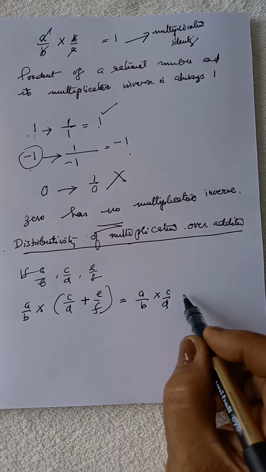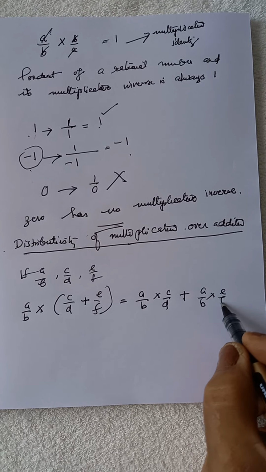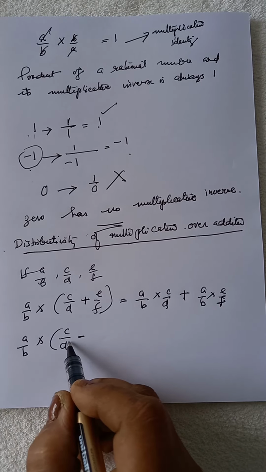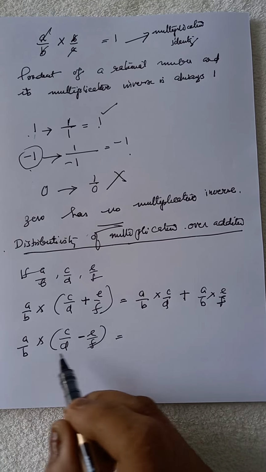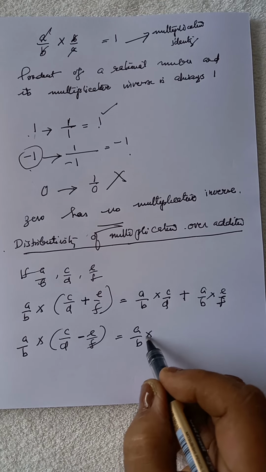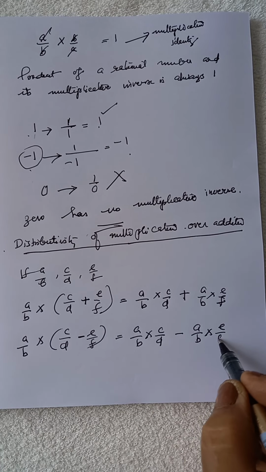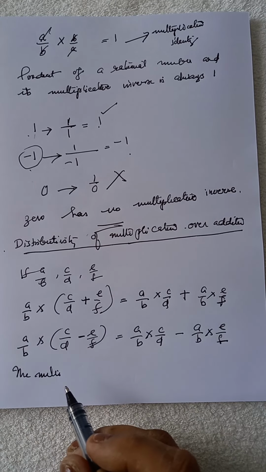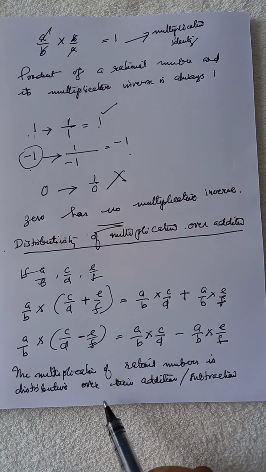Then we will write this plus sign, then a by b into e by f. Then again, we will deal with a by b into c by d minus e by f, that is equal to a by b distributed to each. So a by b into c by d minus a by b into e by f. So we can say that the multiplication of rational numbers is distributive, that is, we can distribute over their addition or subtraction.